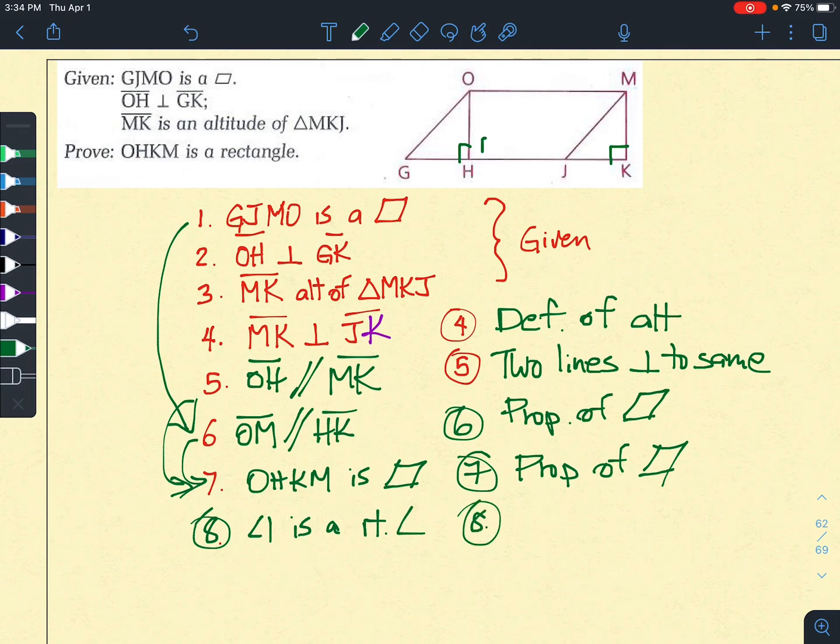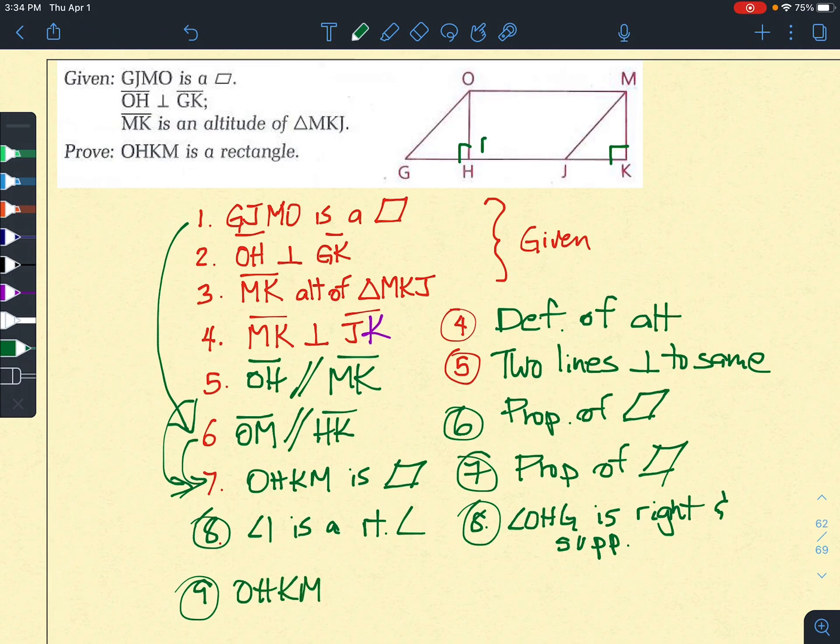Why is that? Because angle OHG is right and supplementary. Number 9. I now have a rectangle. OHKM is a rectangle. Why is it a rectangle? Because I have a parallelogram plus I have the right angle.